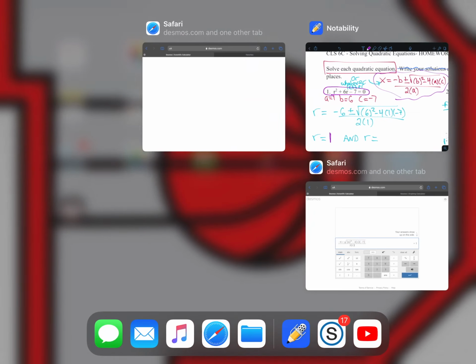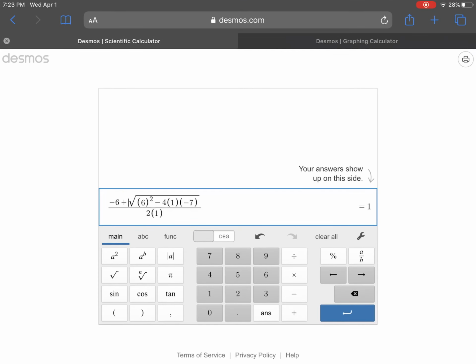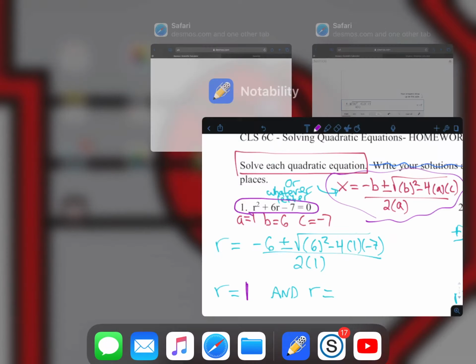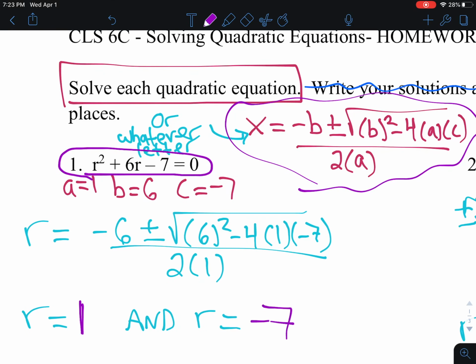And remember, you have to do the minus version too. Don't want to accidentally skip that. So I'm going to go plus, I'm going to go minus here, which is going to be -7. So my other answer is going to be -7. So if you look here, these are my two answers.